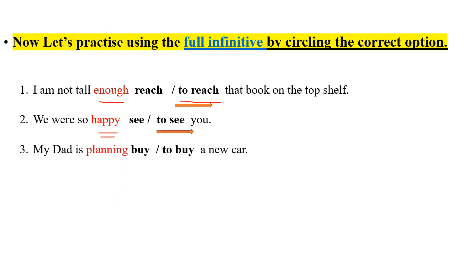Number 3, my dad is planning to buy a new car. So we have the verb planning. What comes after planning is full infinitive, to buy. Let's check the answer together. To buy, yes.